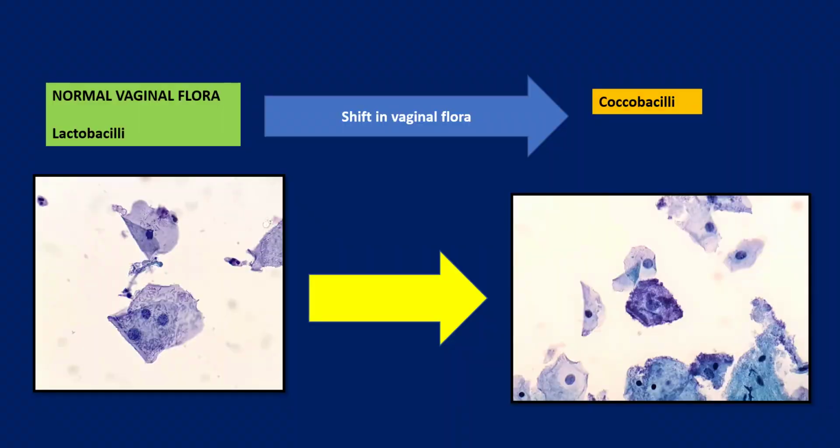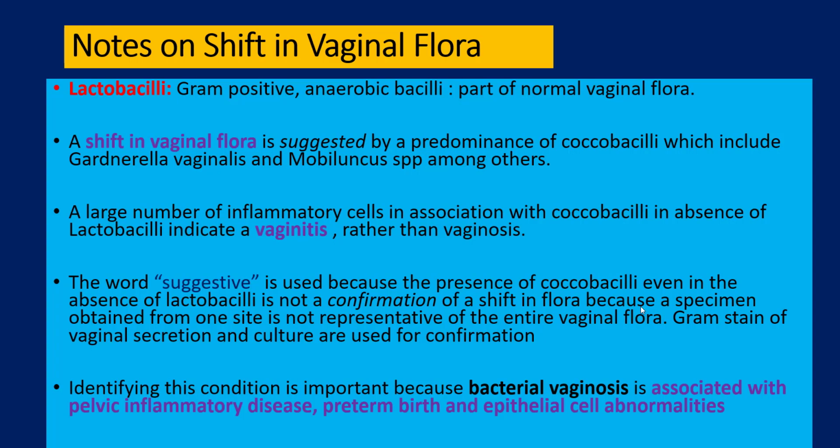Now, this is a kind of a representation which I have put together. So the normal vaginal flora comprises lactobacilli. It is absolutely fine to have that. And there is a shift in vaginal flora. We see coccobacilli, and one of the markers or one of the identifying features of this condition is the presence of clue cells.